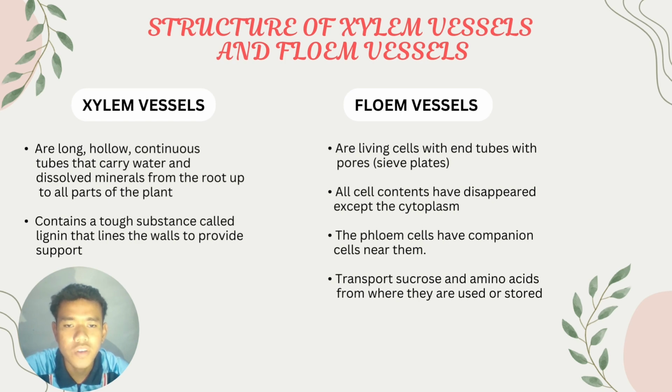For the phloem vessel, they are living cells with end tubes with pores. All cell content has disappeared except the cytoplasm. The phloem cells have companion cells near them and transport sucrose and amino acid from where they are made to where they are used or stored.